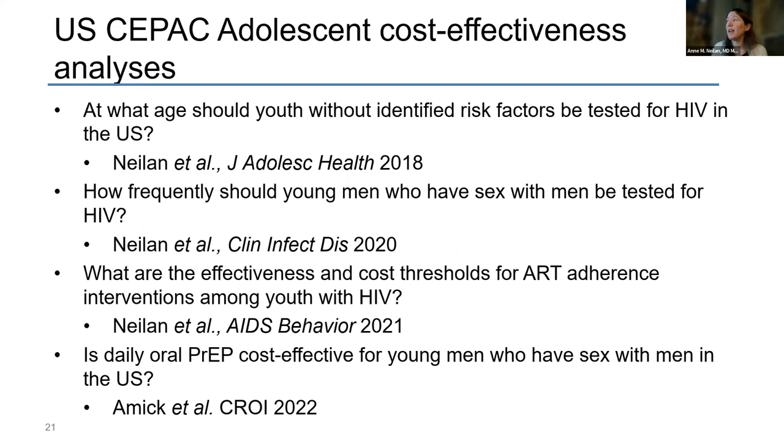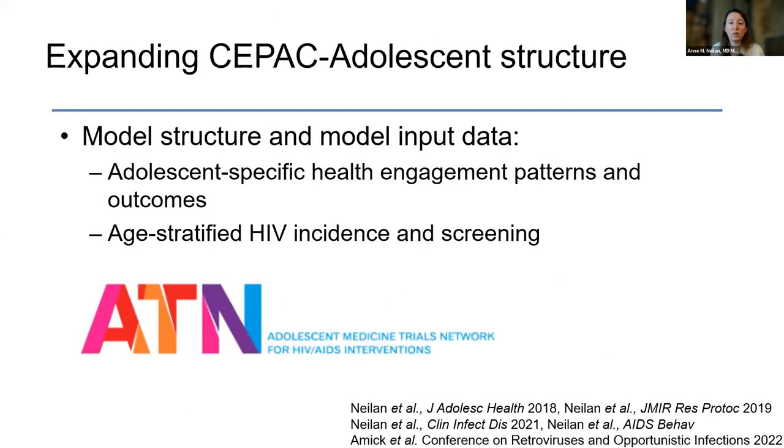We looked at what age youth without identified risk factors should be tested for HIV in the US, or how frequently young men who have sex with men, who would be at higher risk of HIV, should be tested for HIV. And what are the effectiveness and cost thresholds for ART adherence interventions with youth with HIV, and whether daily oral PrEP would be cost-effective for young men who have sex with men in the US. So we developed this simulation model to answer questions like those, with adolescent-specific health engagement patterns and outcomes reflected in both the structure and the data inputs, with age-stratified HIV incidence and screening, with support from NICHD and the Adolescent Medicine Trials Network for HIV/AIDS Interventions.